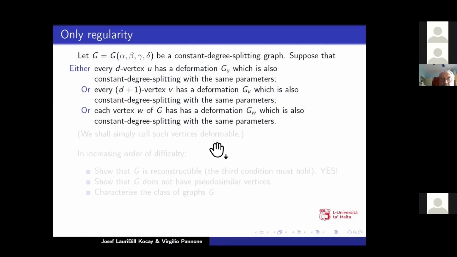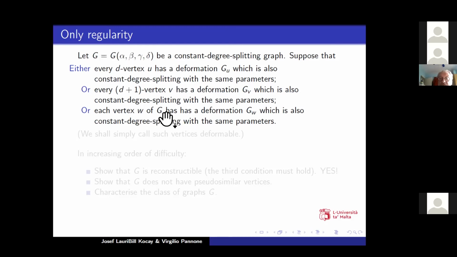Okay. Suppose that either every D vertex has a deformation GU, and we're not insisting that the deformation is isomorphic to G, but that it is constant degree splitting with the same parameters. Or suppose that every D+1 vertex has a deformation, which not necessarily gives us G, but gives us a graph which is a class is equitable distribution with the same parameters.